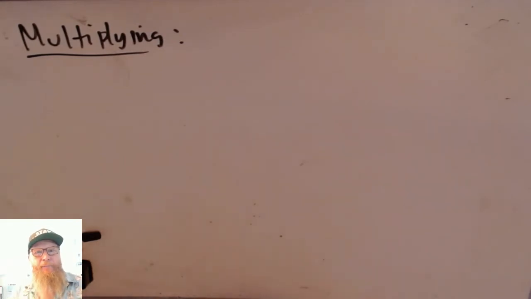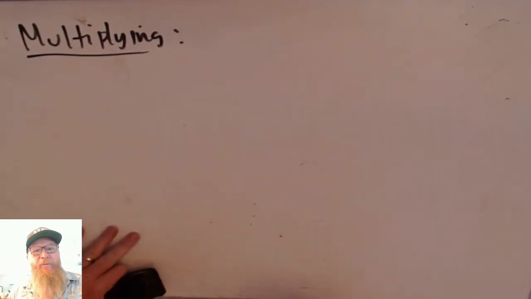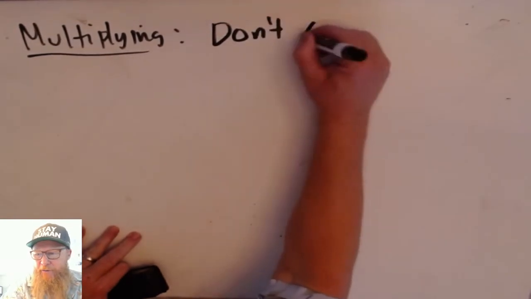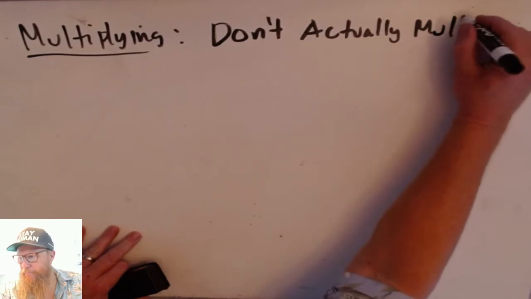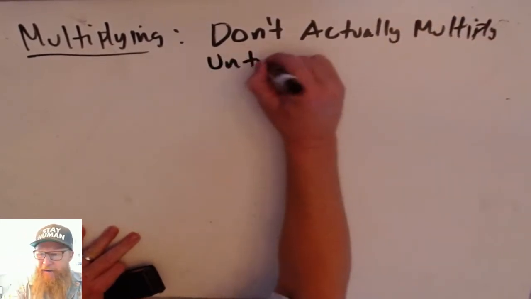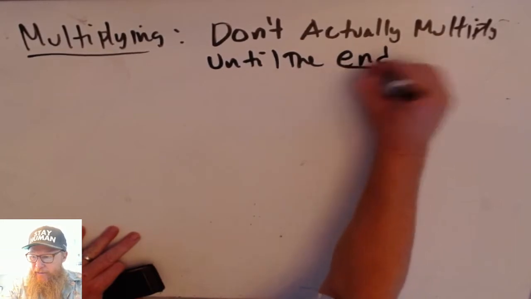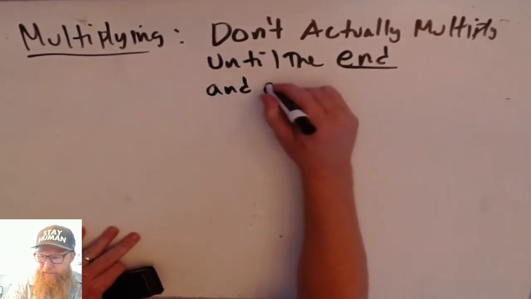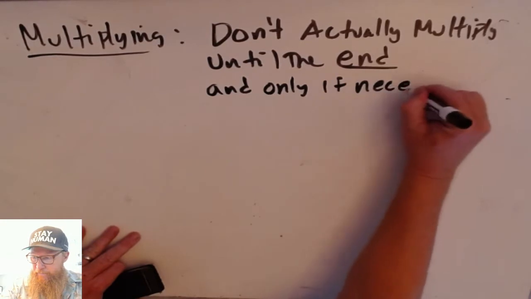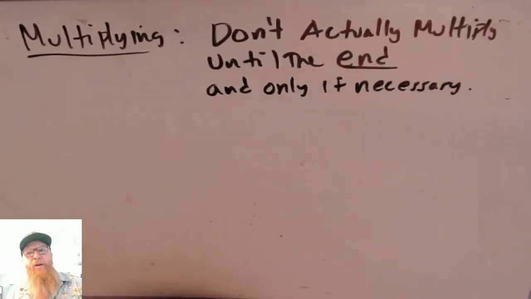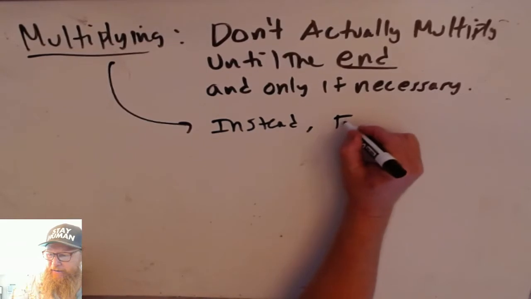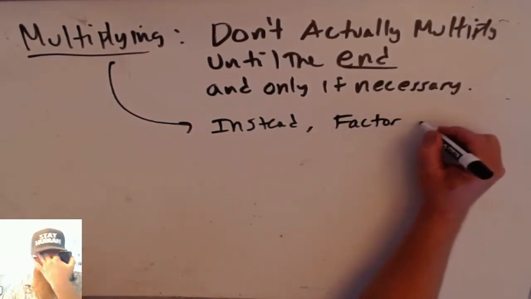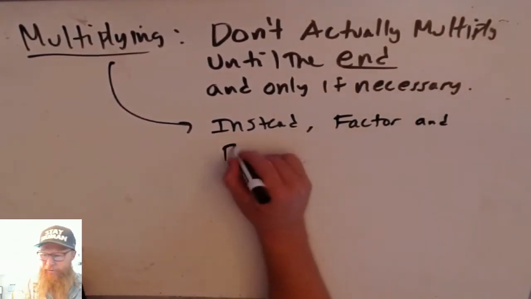Oh, good. It's back. All right, so here's the idea with multiplying. Don't actually multiply, until the very end, and only if necessary. In other words, we're not actually going to multiply. All right, what you're going to do, instead, is factor and reduce.